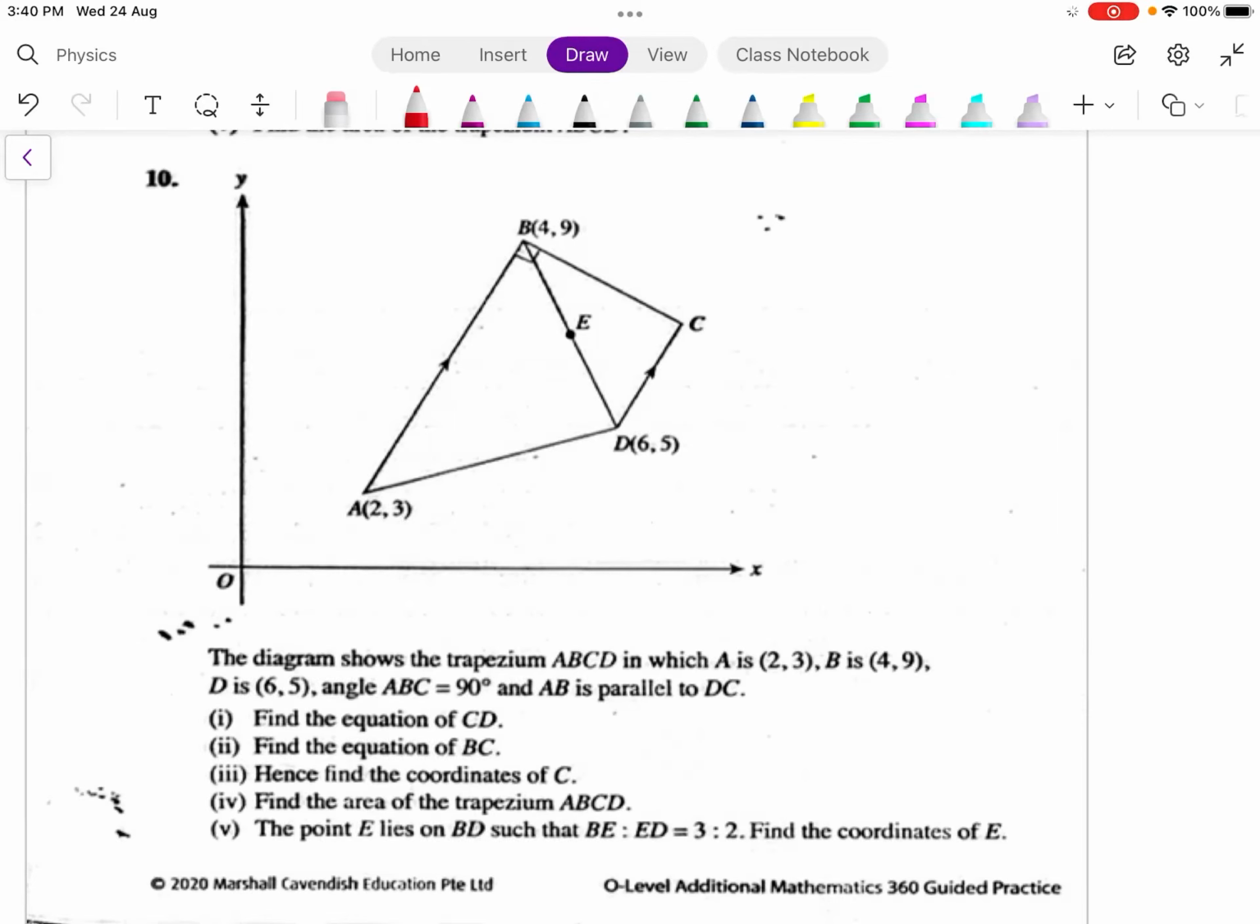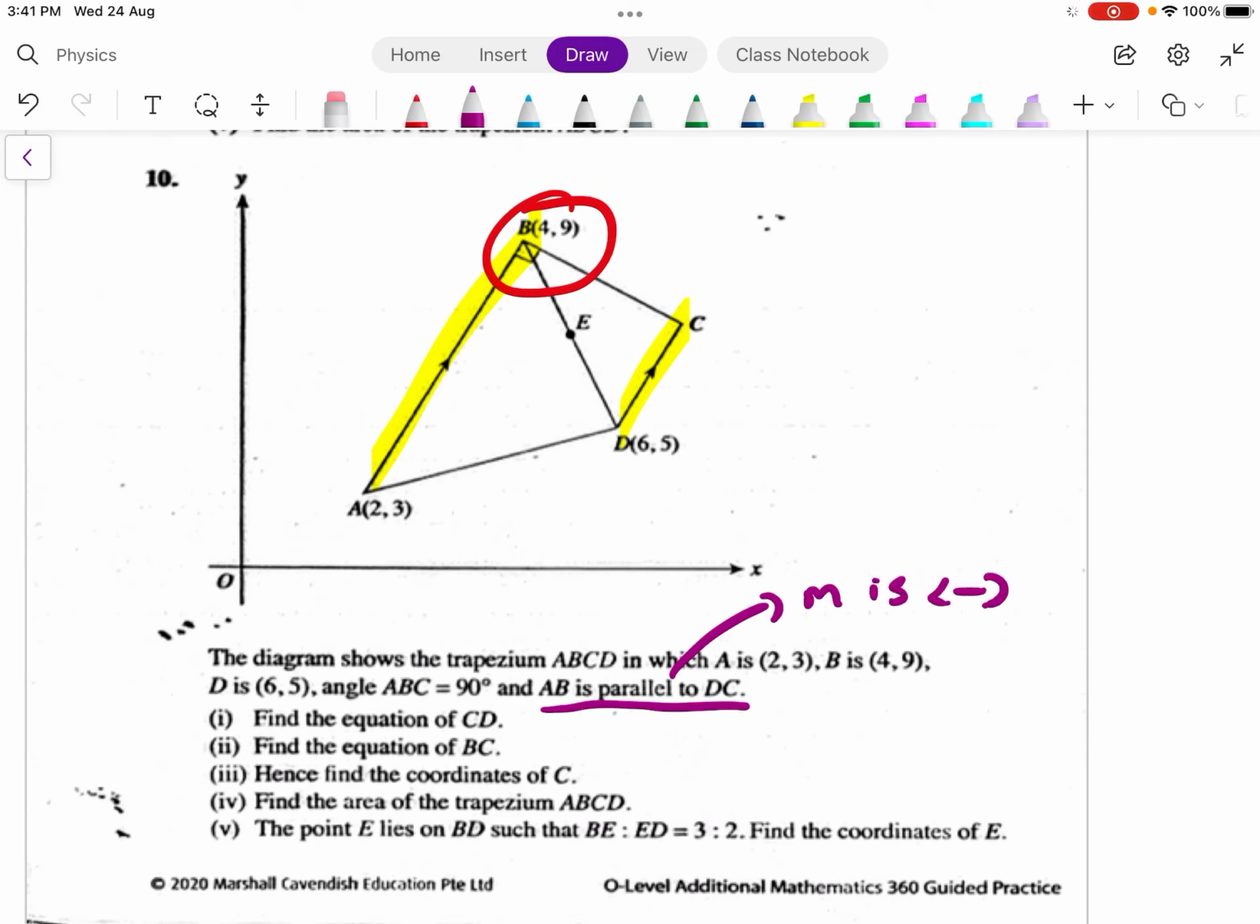Alright, so let's go through question 10. This diagram shows the trapezium ABCD, in which A is (2, 3), B is (4, 9), D is (6, 5), and of course we have this angle ABC, which is 90 degrees. And AB is parallel to DC. So every time we see this, it means that the gradient of AB and DC is the same.